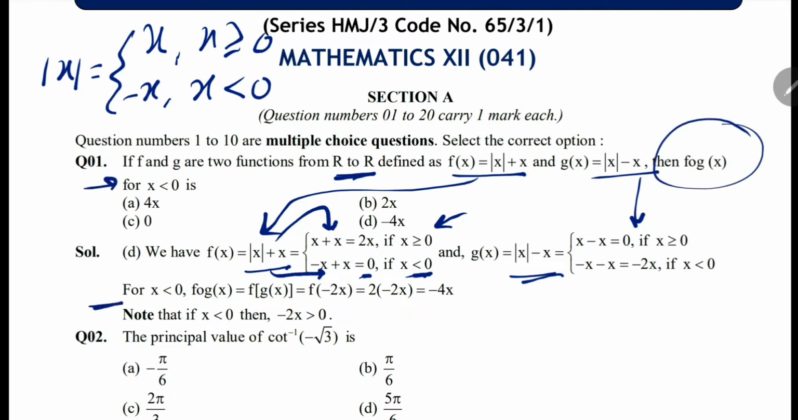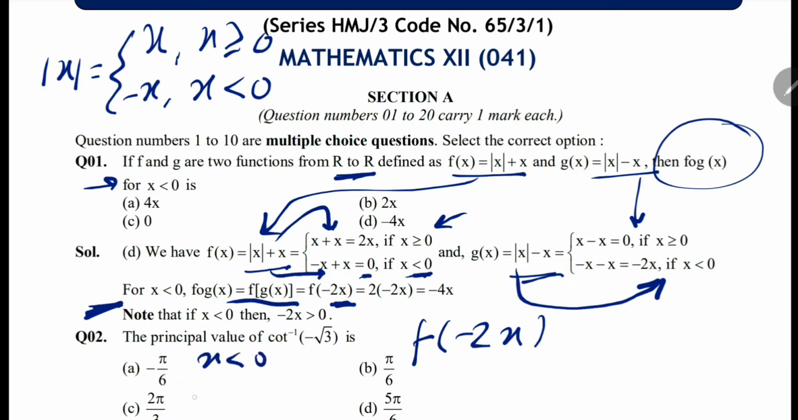So if x is negative, then f of g of x can be written as f of gx, means x is negative, so therefore the input of function gx should be taken as minus 2x. So it is f of minus 2x. As you can see here, I have taken f of minus 2x. Now keep in mind, if x is negative, then minus 2x will be positive. So that means the input of function f is now positive.